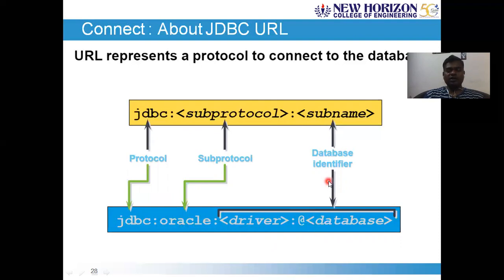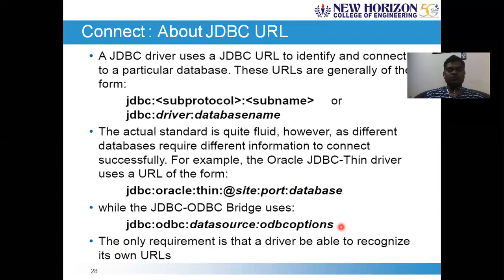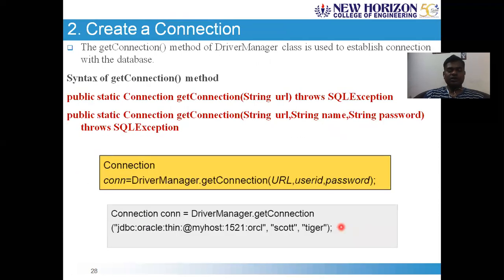And that is followed by the database identifier, which means you should specify the IP address of the database that you are going to connect to. If it is a localhost, you can specify the localhost. You can see here @myhost. And if it is a remote server, you can specify the IP address of it. Then what is this 1521? As I mentioned, with the type 4 driver, the communication will happen only with sockets. So the socket number or port number is 1521.